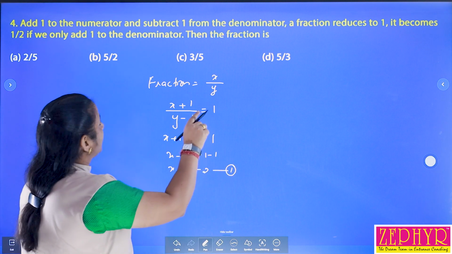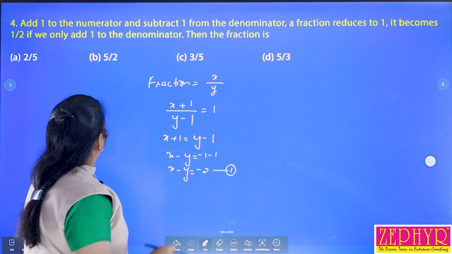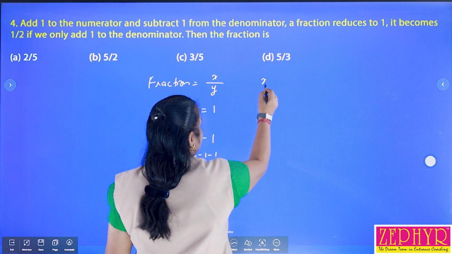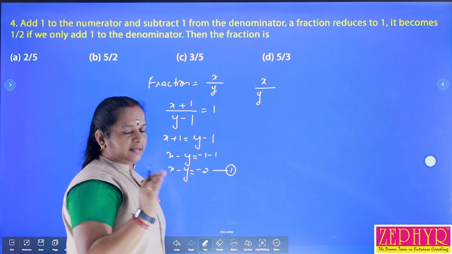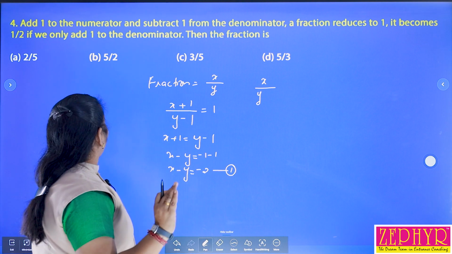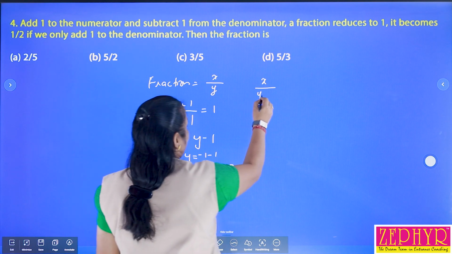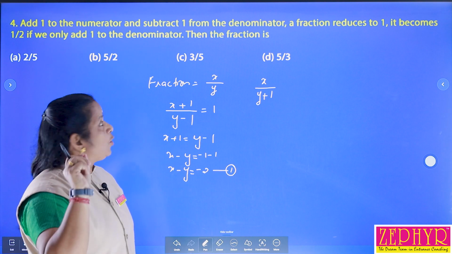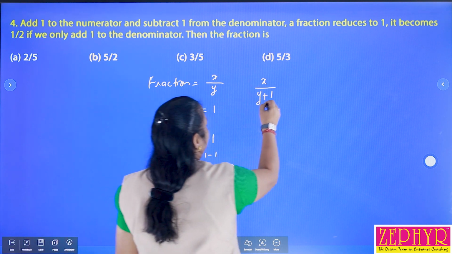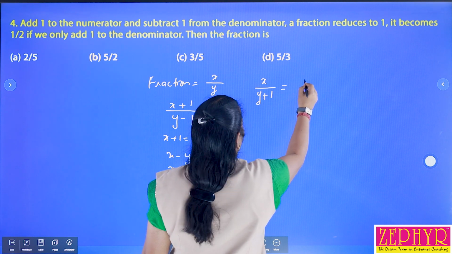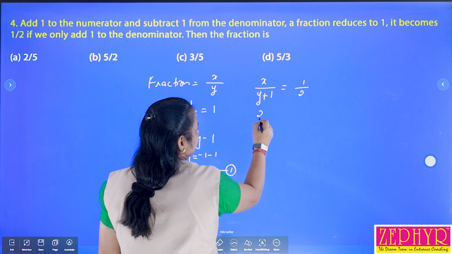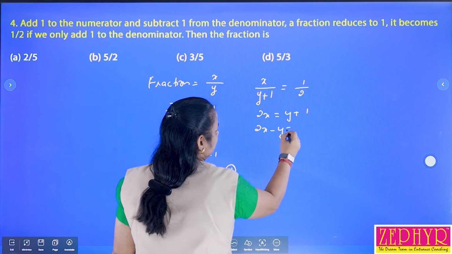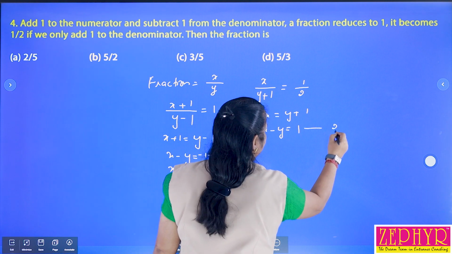Then what is the next condition? It becomes 1 by 2 if we only add 1 to the denominator. The fraction is again x by y. Numerator is taken as x itself and the denominator is y plus 1. So x by y plus 1 is equal to 1 by 2. Cross multiplying we get 2x is equal to y plus 1 or 2x minus y is equal to 1. Take this equation as equation number 2.